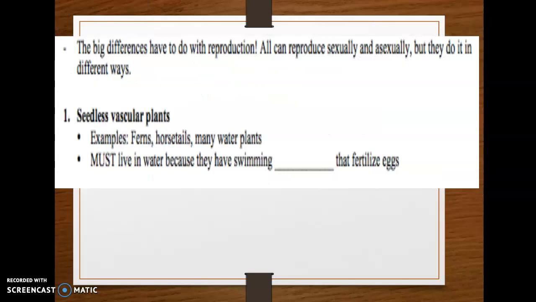So the big difference between plants is how they reproduce. All plants can reproduce sexually and asexually, but they're going to do it in different ways. So let's take a look at seedless vascular plants. Vascular meaning they have xylem and phloem, seedless meaning that they don't produce seeds.